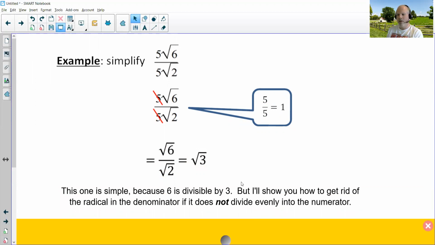what would happen if 6 were not divisible by 2? Like if it were radical 7 over radical 2. Well, in that case, we couldn't do that as easily. So we're going to act like they're not divisible, and I'll show you how you remove the radical 2 from the denominator. But at the end of the problem, you'll see that we get the same answer. We're still going to get square root of 3 for our answer.